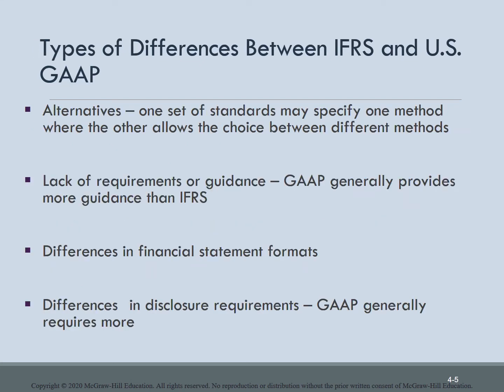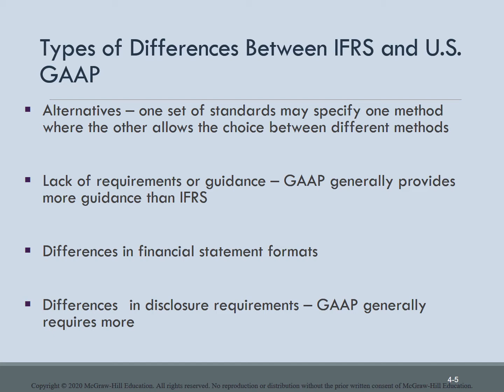So in terms of the types of differences between IFRS and US GAAP, one of the ways in which they differ has to do with alternatives. In some cases, one set of standards may specify one method where the other allows for a choice between different methods. One example that we talked about here was with regard to inventory cost flow assumptions. The alternatives available under US GAAP are different than the alternatives available under IFRS. Specifically, IFRS does not allow the use of LIFO.